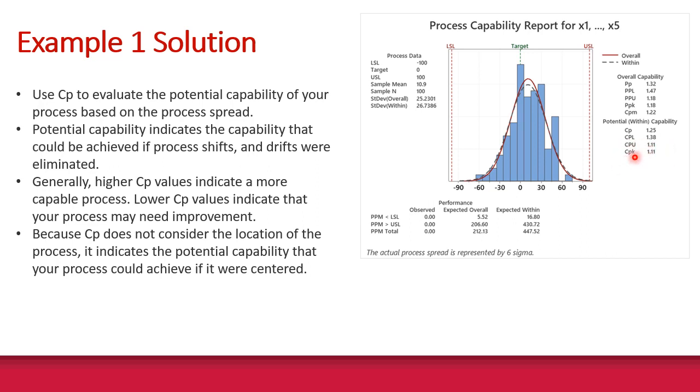The CPK value is going to take the centering into effect. So that's the problem with CP, it doesn't consider the location of the process. It indicates the potential of your process if it were centered, and in this case it's not centered. So there's a little work to do to get it centered here.